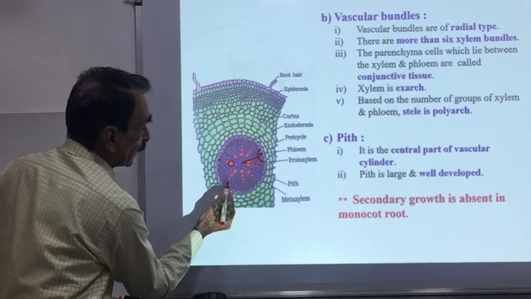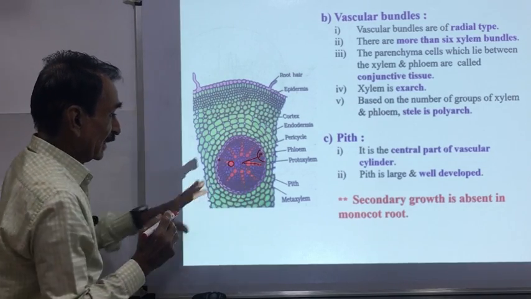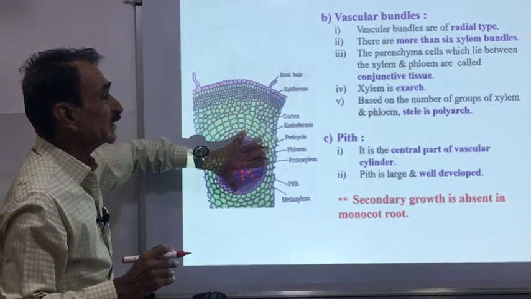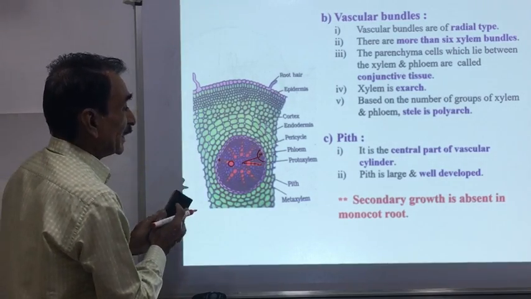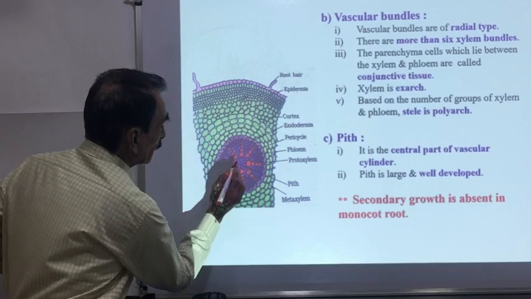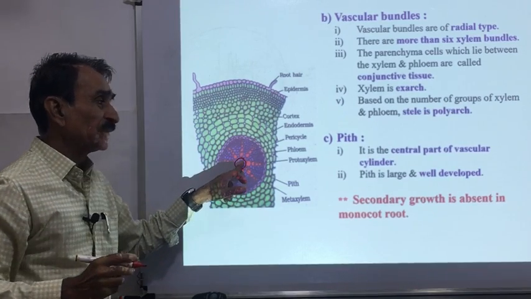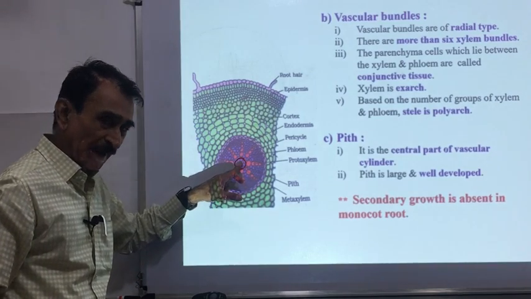In this case, there are many groups: 1, 2, 3, 4, 5, 6, 7, 8. So there are 8 groups of xylem and 8 groups of phloem. So this stele is polyarch. Then at the center, you can see that there is a pith. This pith is made up of thin-walled parenchyma cells.